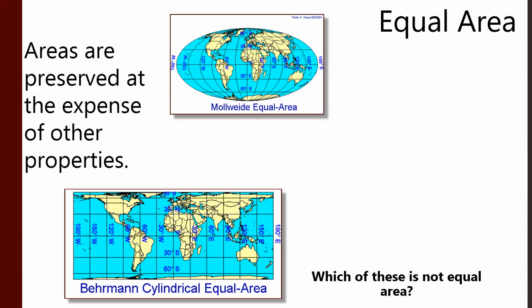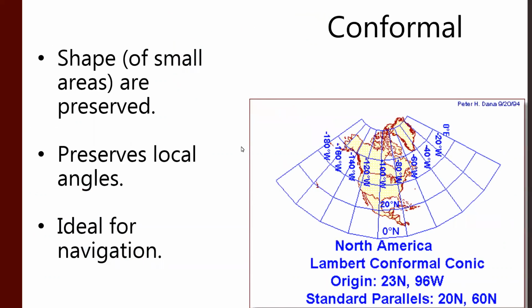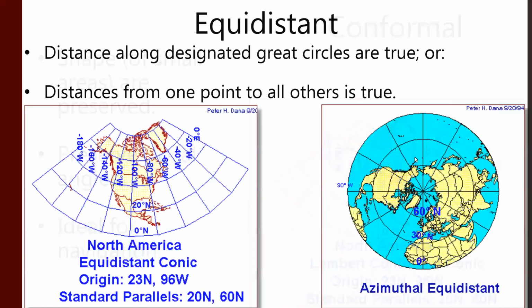Equal area maps preserve area. The Mollweide, the Behrmann cylindrical here, at the expense of other things. Conformal maps preserve shape. Conformal maps are great for navigation, preserving local angles. Your areas will be distorted, and you'll actually go further. Distance is wrong, but you'll get there. Mercator is conformal.